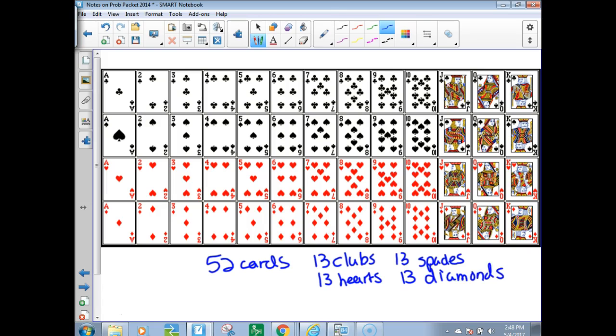If you haven't played cards, I played a lot of cards when I was a kid. There are 1 through 10, and then the face cards, Jack, Queen, and King.